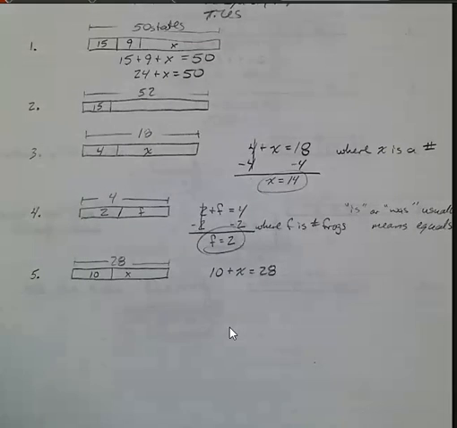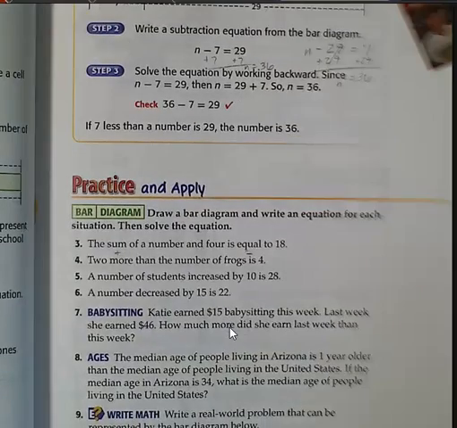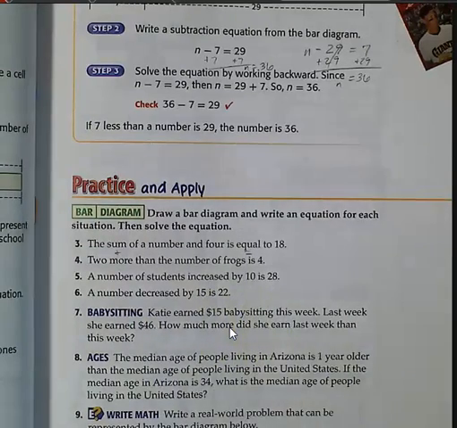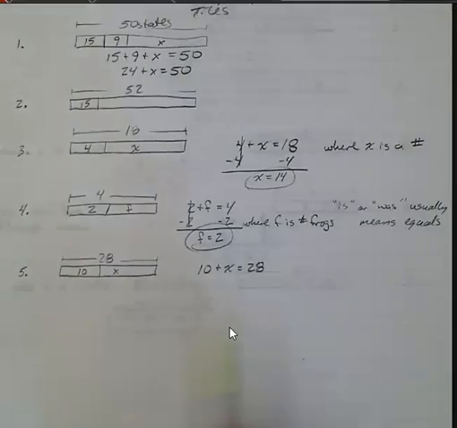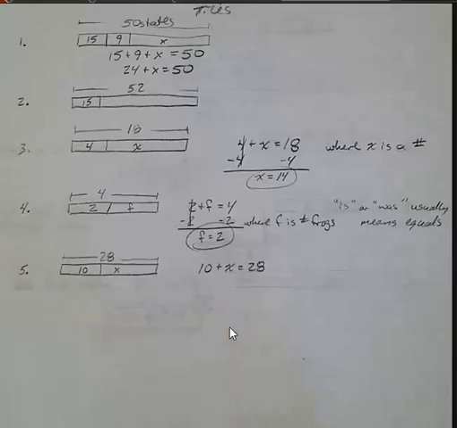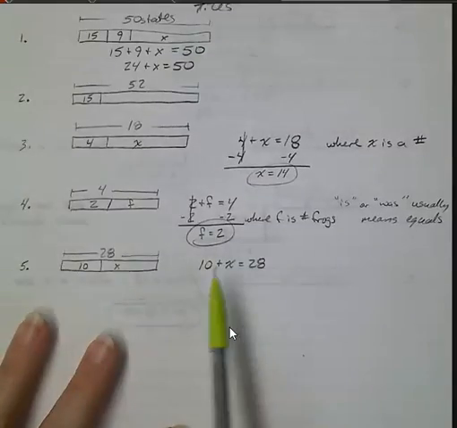Good. And so a number, the variable, increased by 10 is 28. Wait a minute. Ours says 10 plus x. Can you rearrange the order? Yeah, addition's commutative. You can rearrange the order. That's okay. How am I going to get x all by itself if I have 10 on this side? How am I going to get rid of 10?